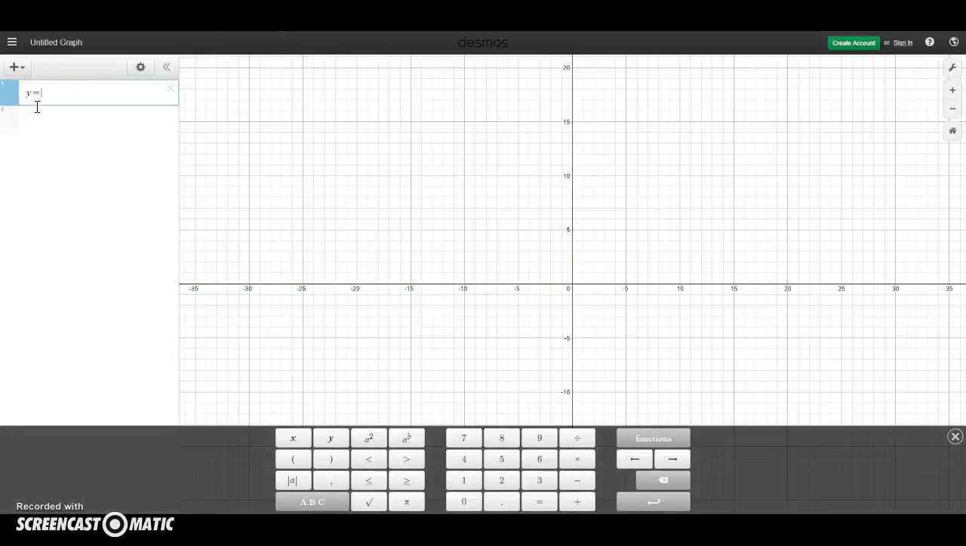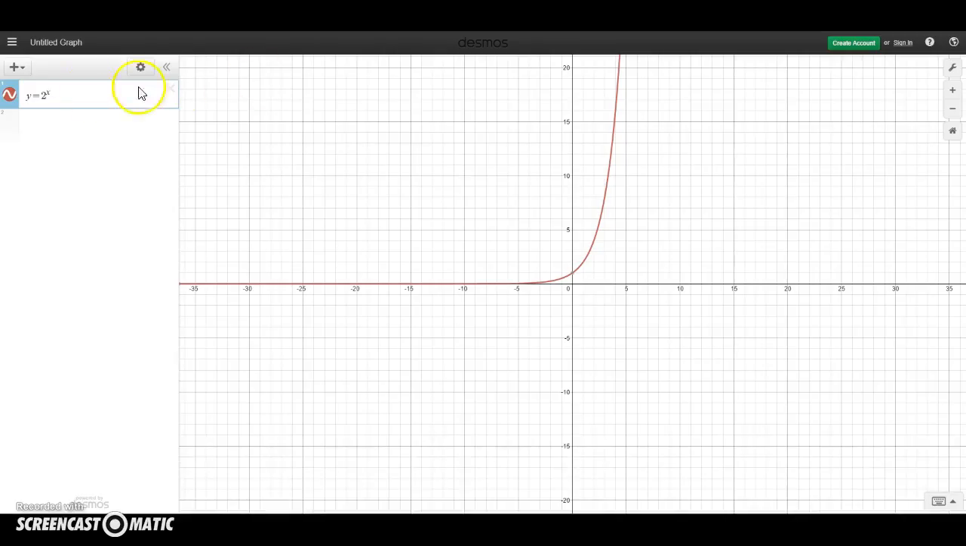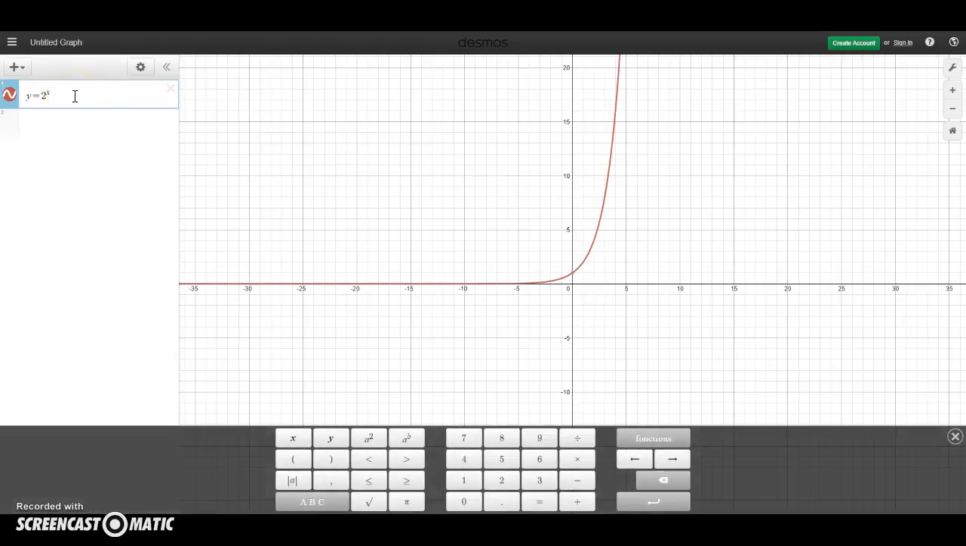Y is equal to 2 to the x. It always passes through (0, 1). Then the graph goes up 2. As you can see here, it started at 1, and it goes 1, 2. It goes 2 up, and now we just plug in 2. It started at 1, then 2, 2 up.